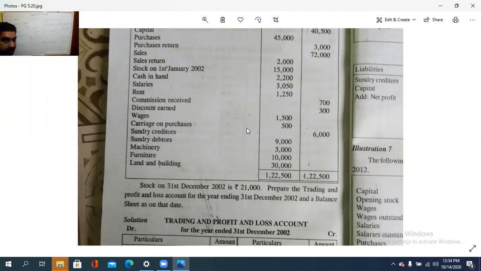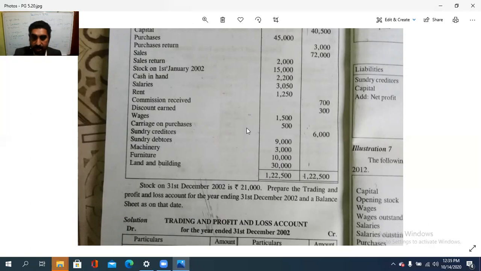Then to rent 1,250. Then by commission received, how much? 700. Then by discount earned means what? On which side is it coming? On the credit side. So by discount received, how much? 300. Then wages is taken, carriage on purchase taken, sundry creditors taken.